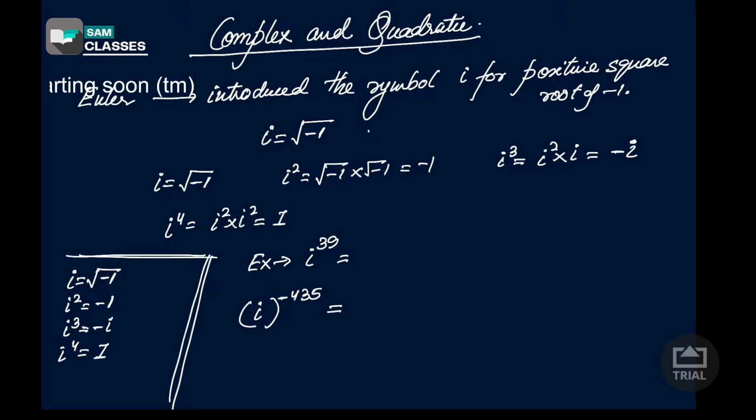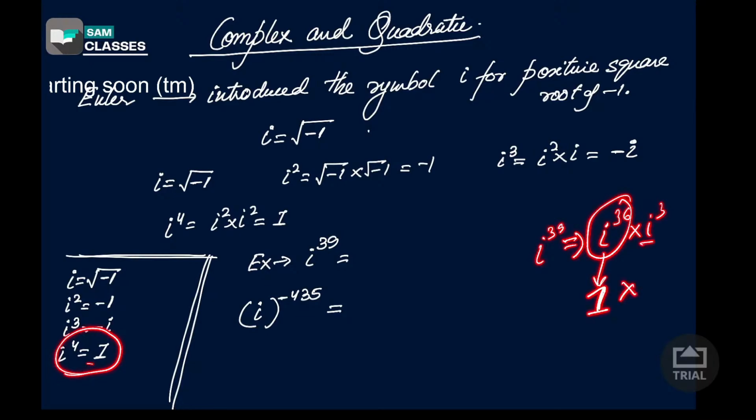So everybody got the answer, minus i. What about the down one? See here, whenever we get a question like this, always break it into a multiple of 4 first. 39, no. So what is the nearest multiple? 36 into i power 3. 36, always a multiple of 4, is what? 1. So this is vanished. Now i power 3, I already remember the value, minus i.